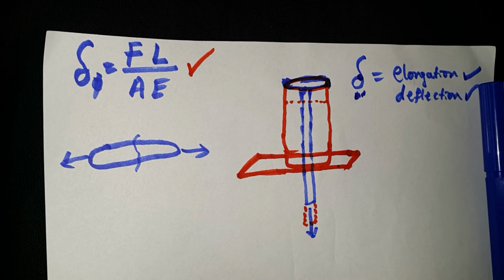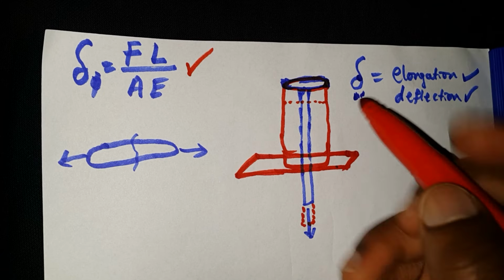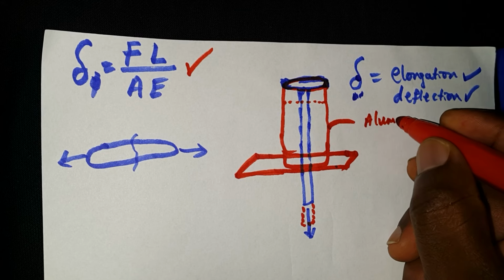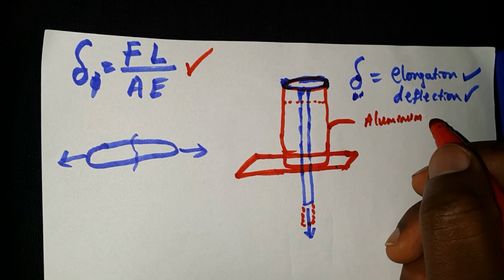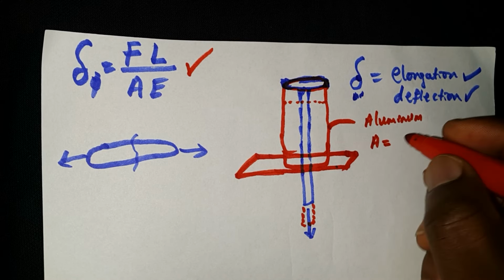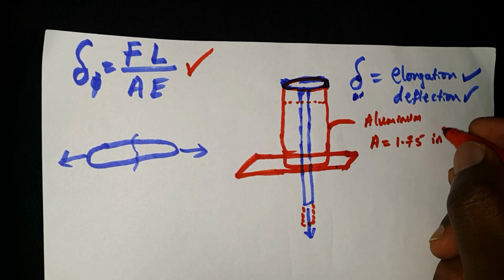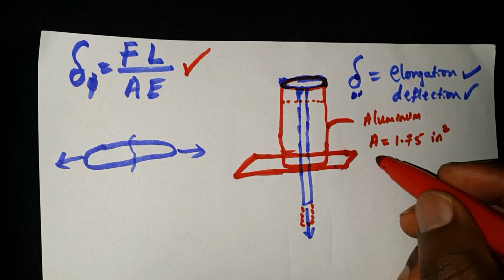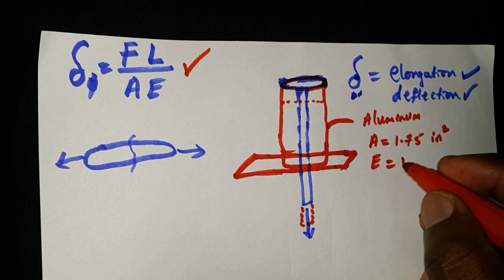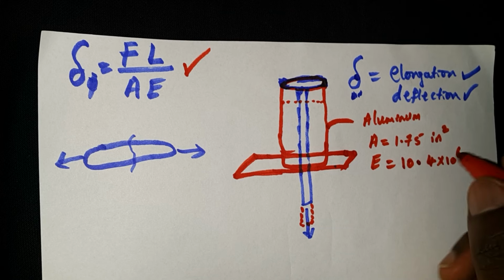So here we will try to analyze this. Let's call this aluminium. Let's say the area of the aluminium is given, for example, as 1.75 inch squared. And we know that the Young modulus of aluminium is 10.4 times 10 to the 6 psi.